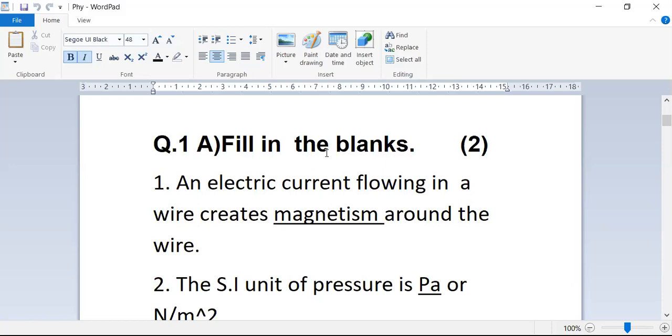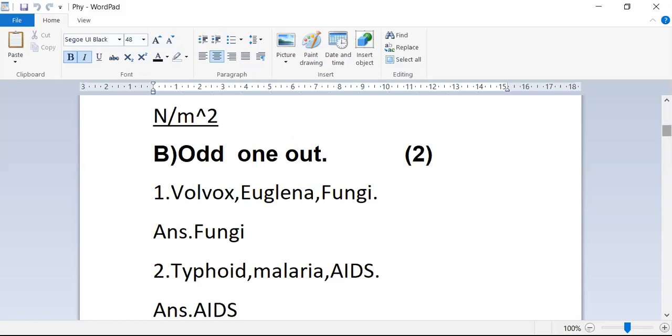Let us see question number 1B. Question number 1B is odd one out. This question also carries 2 marks. It consists of 2 sub questions, 1 and 2. Here also we have to write down the main question number, the head question, as well as the sub question number, and then the answer. Now here you don't have to write down the reason for the odd one. You just have to pick up the odd one and write it down.